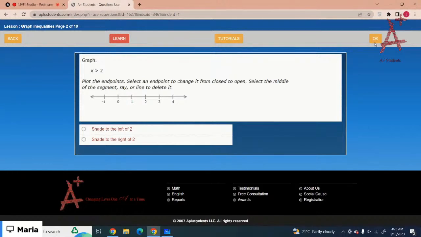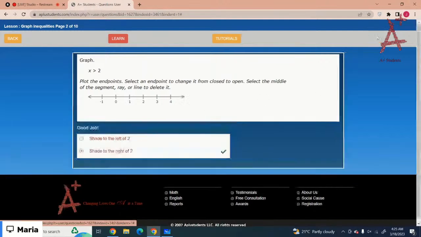Got it? Now all the values are greater than 2. That means they are on the right hand side of the 2. So it would be shade to the right of 2. Got it? So it would be shade to the right of the 2. Got it?